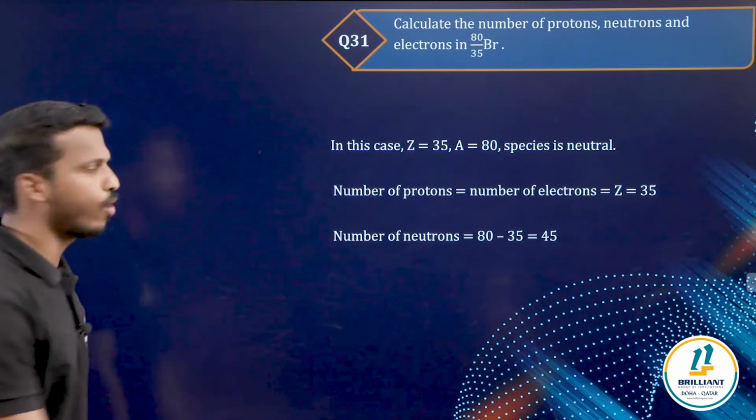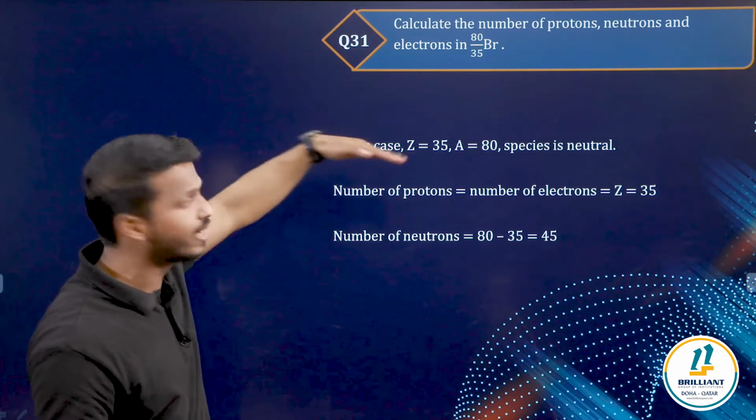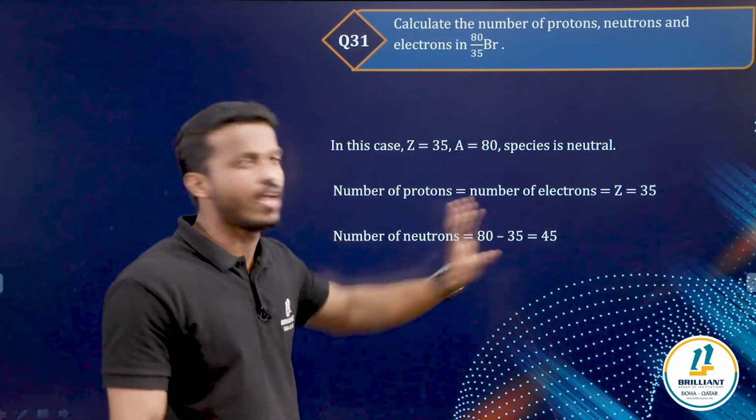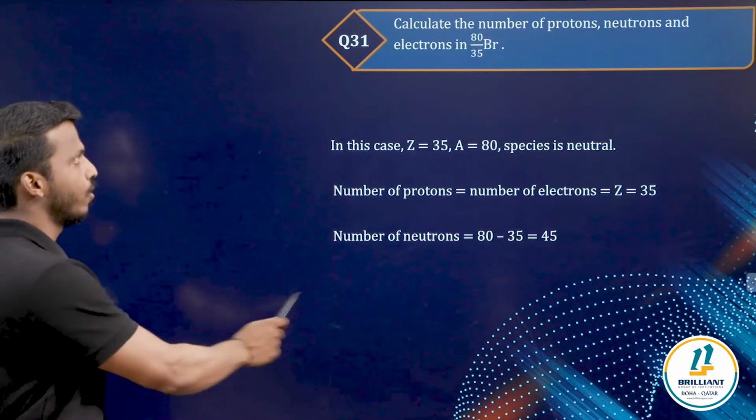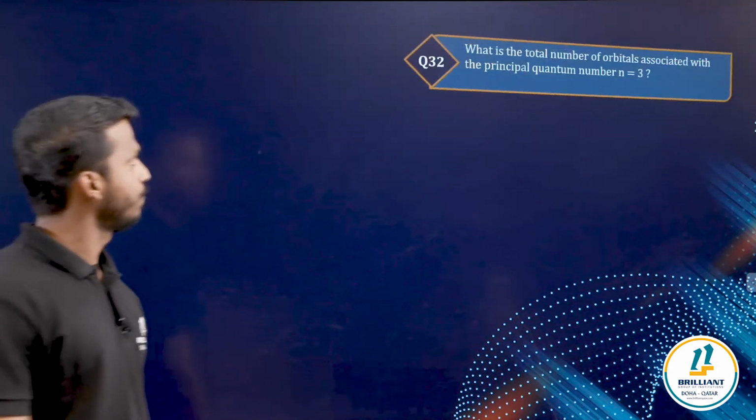How to calculate number of neutrons? Mass number minus atomic number. 80 minus 35, 45 neutrons are there. Okay, easy one. Question number 32.